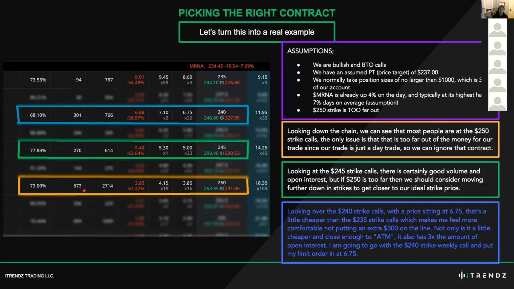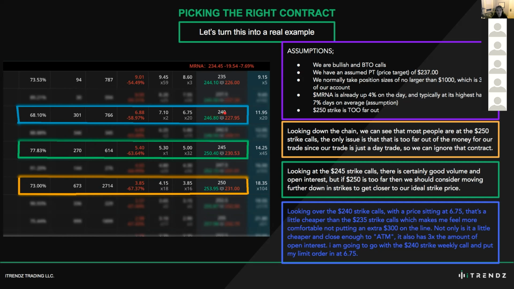Okay, so our price target at 237, it might hit today, but people are saying that by this expiration, the stock is going to trend towards $250. Then you go back down to 245. You see, okay, we've got 614 people here that are interested in the contract. They've either got the open positions or the open orders waiting to be filled. And then the volume, there's 270 people that have actually filled this contract today.